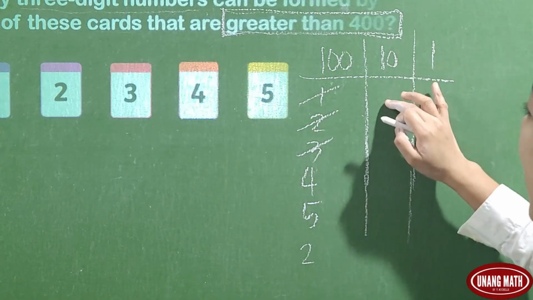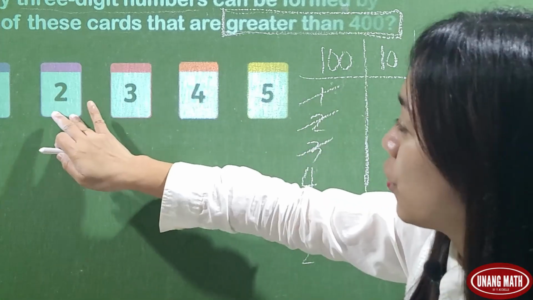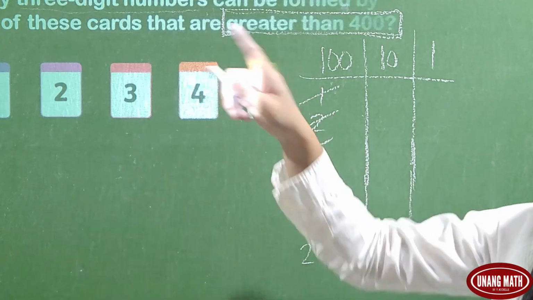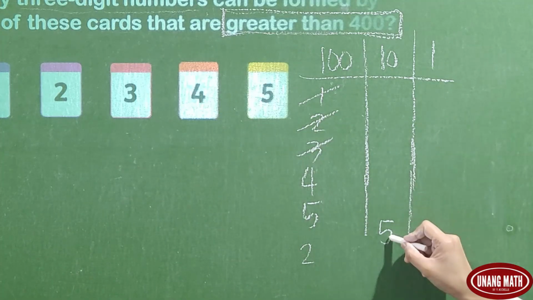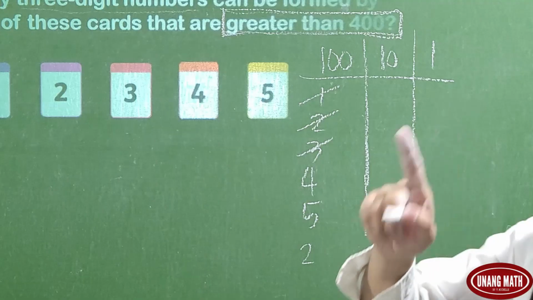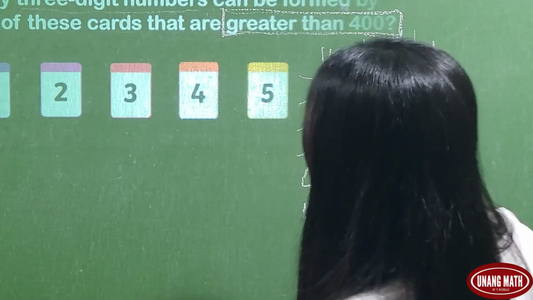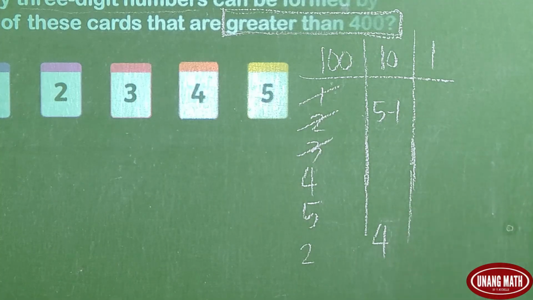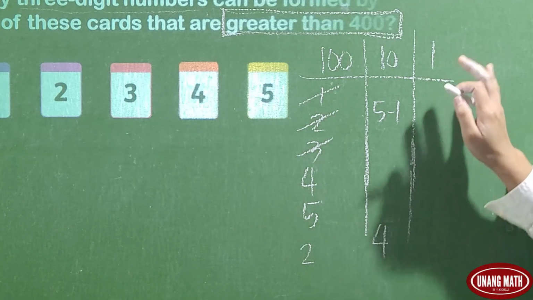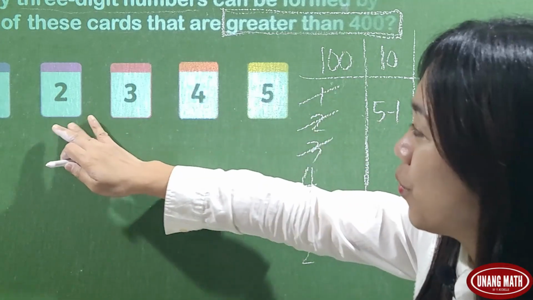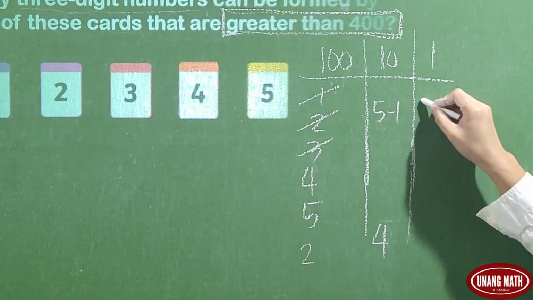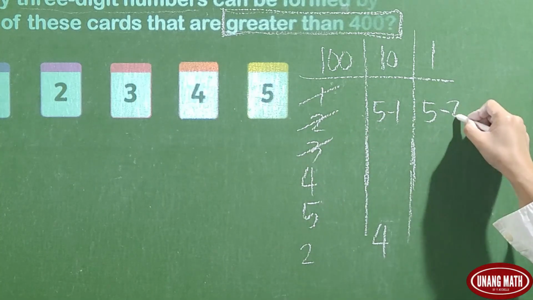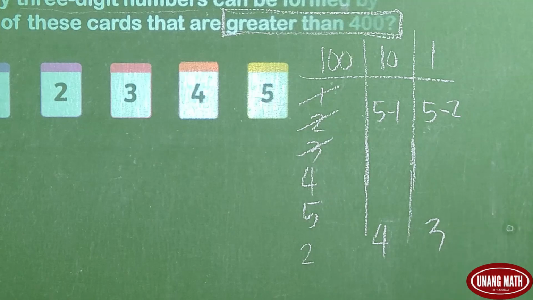Okay, what about in the tens place? We can write here 1, 2, 3, 4, or 5. So we can write here all these 5 numbers. But since we used one already, it's supposed to be 5 minus 1. So 5 minus 1, then that's 4. And in the ones place, we can write 1, 2, 3, 4, or 5. But since we used two already, we have to subtract 2. So this is equal to 3.